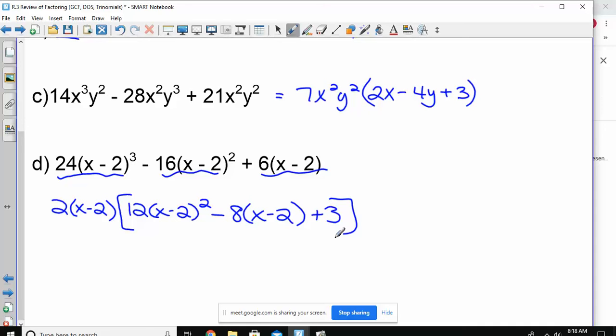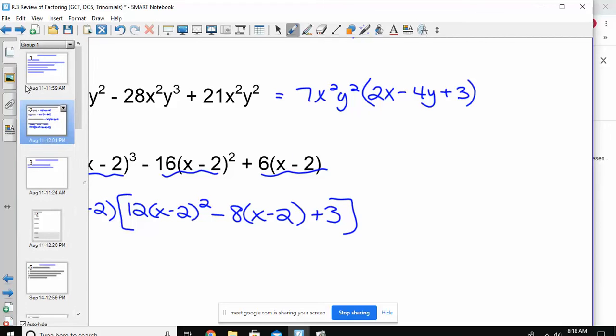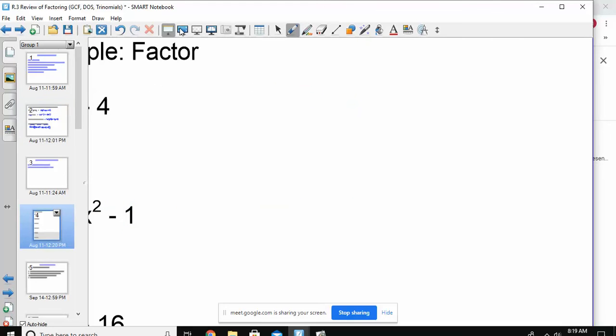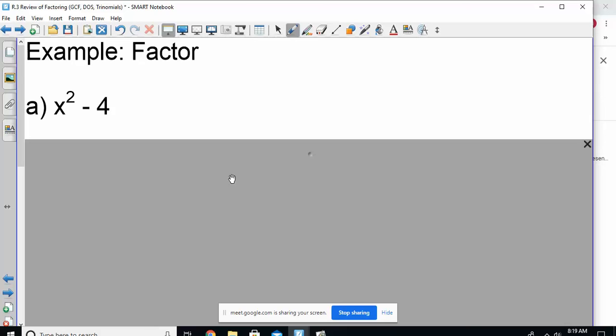So let's look at some. If I gave you x squared minus 4. So still check every time. Is there a greatest common factor in that? No, they don't have anything in common. Then it's 2 terms, so we look for difference of squares. Do you guys remember how that works?